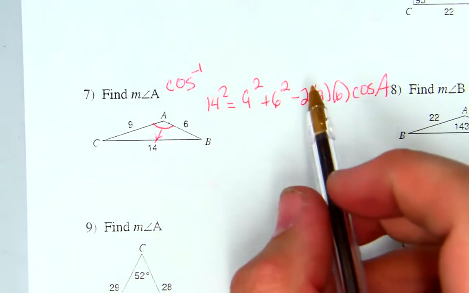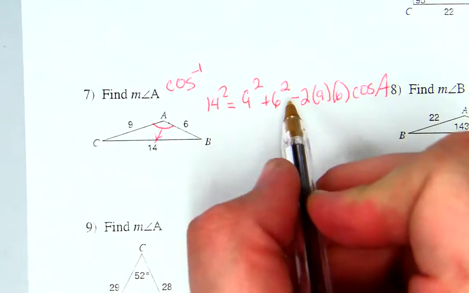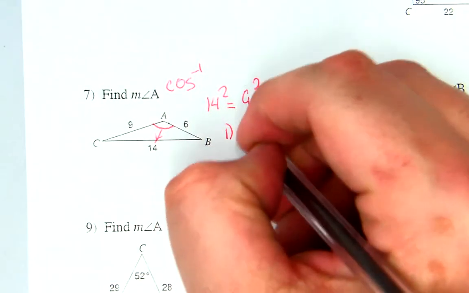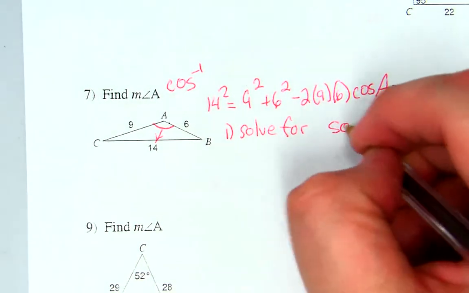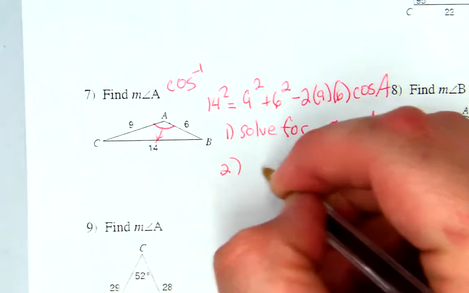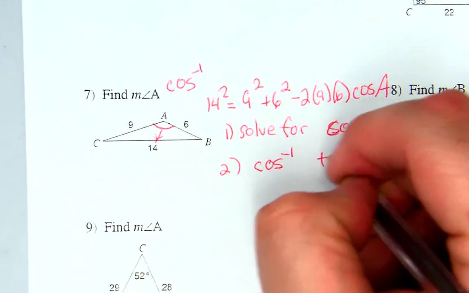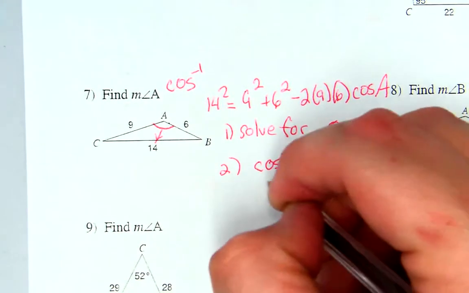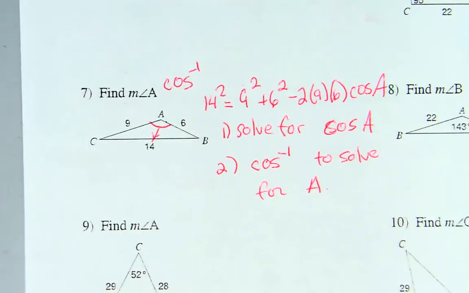Now, at this point, once you set up the law of cosines, first you're going to solve for the cosine of A, and then second, you're going to use the inverse cosine to solve for A itself. And I'll probably have a video for that one up pretty soon.